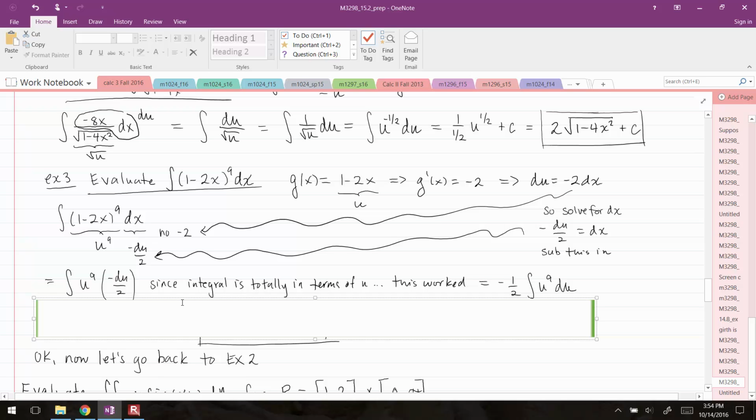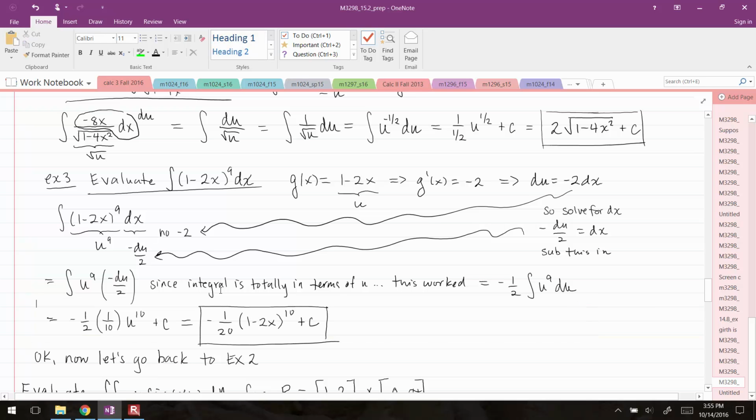I can even take out the negative 1/2 if I want to. So now what I have is negative 1/2 times the integral of u to the 9th with respect to u. I do that integration just using the power rule, with the negative 1/2 hanging out, constant multiple rule. And I'll have 1/10 times u to the 10th plus c, simplify, put your u back in terms of x, and you're done.